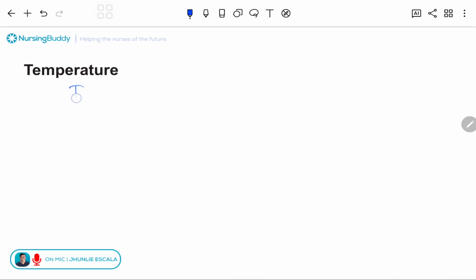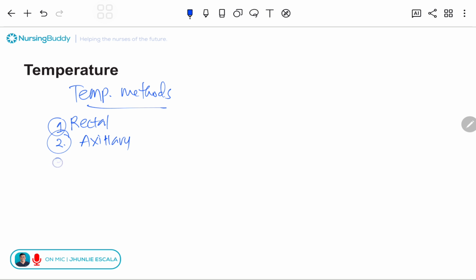Okay, temperature methods, kapatid. We have your rectal. Number 1, big time rectal. Number 2, axillary. Number 3, temporal. And number 4, kapatid, we have your oral. And last but not the least, of course, we have your tympanic.